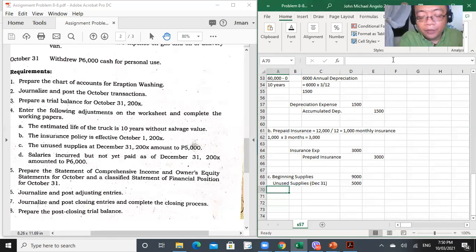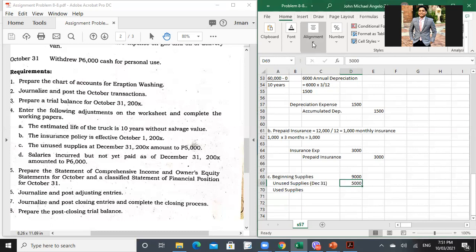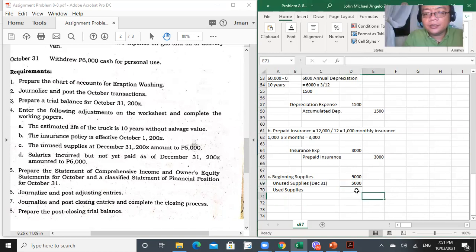How much? So if you have the beginning balance of supplies and you have unused supplies, you now have your used supplies, meaning sa Tagalog, nagamit na. So if you have used supplies amounting to how much? 4,000, sir. 4,000 na. Very good. So the used supplies is now 9,000 less 5,000. So you have now 4,000.